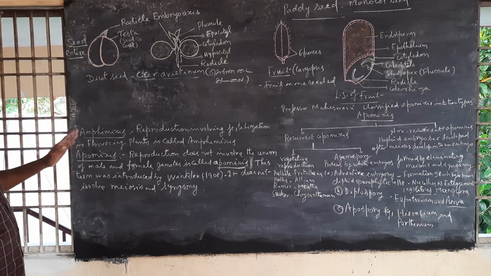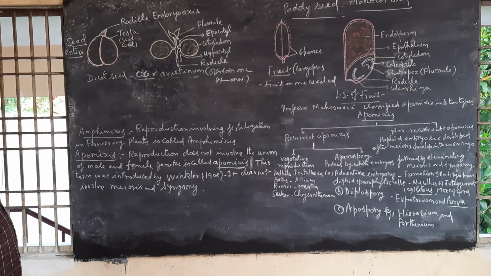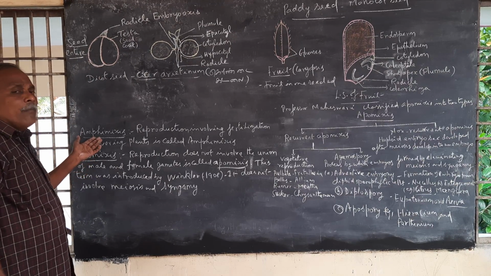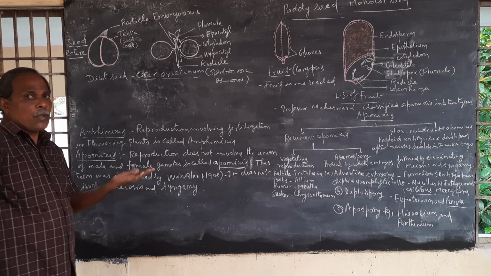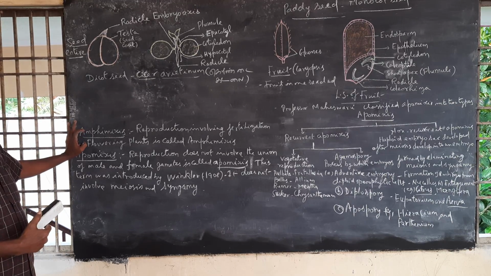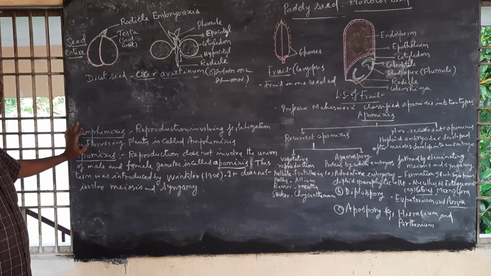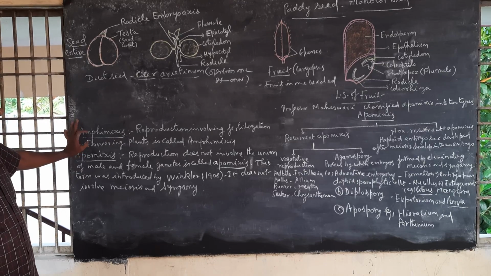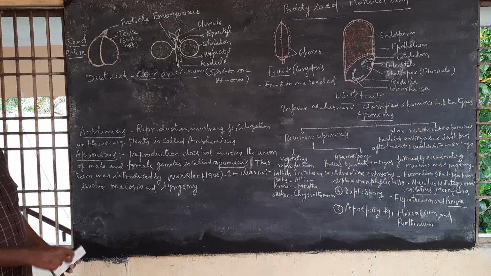Now you have just seen about the seed formation. Now about another one, amphimixis. Reproduction involving fertilization, that is fusion between the male and female gametes, is called amphimixis. Even in zoology you will study about that. Reproduction involving fertilization in flowering plants is called amphimixis.